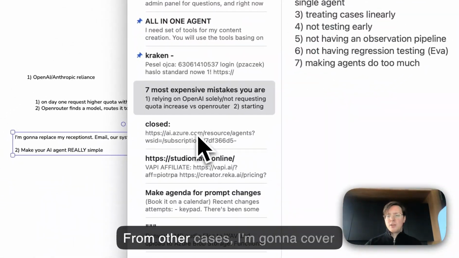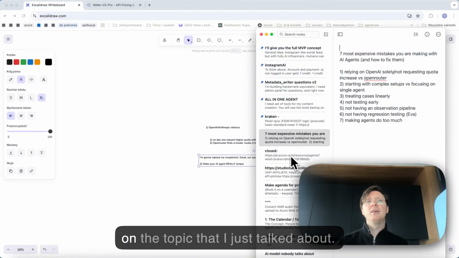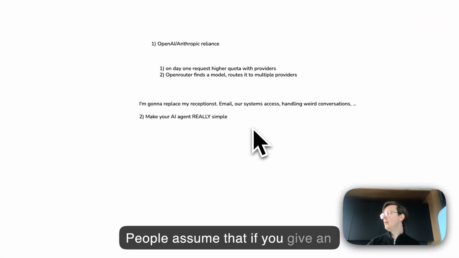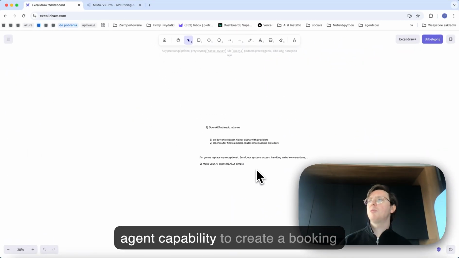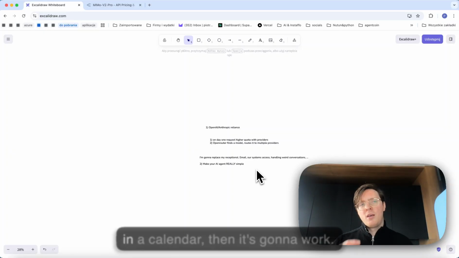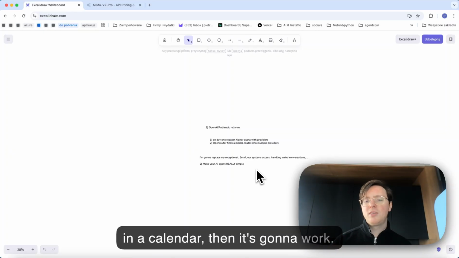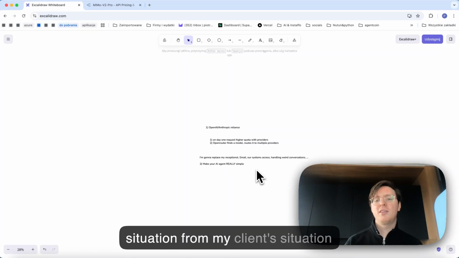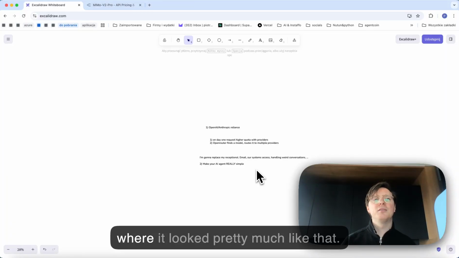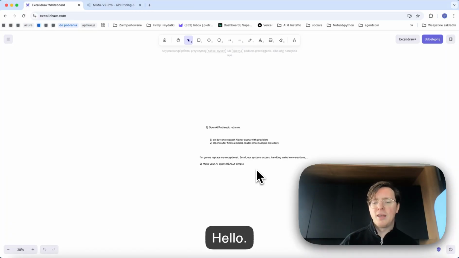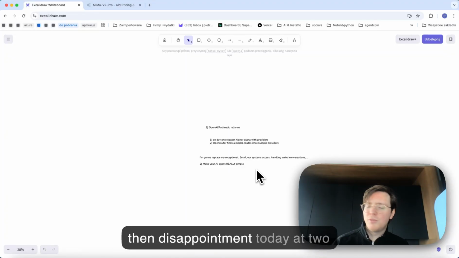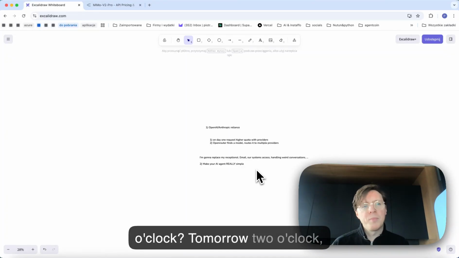From other cases, I'm going to cover the topic that I just talked about. People assume that if you give an agent the capability to create a booking in a calendar, then it's going to work. So I'm going to give you an example situation from my client's situation where it looked pretty much like that. Hello, can I book a meeting for myself for a dentist appointment today at 2:00?